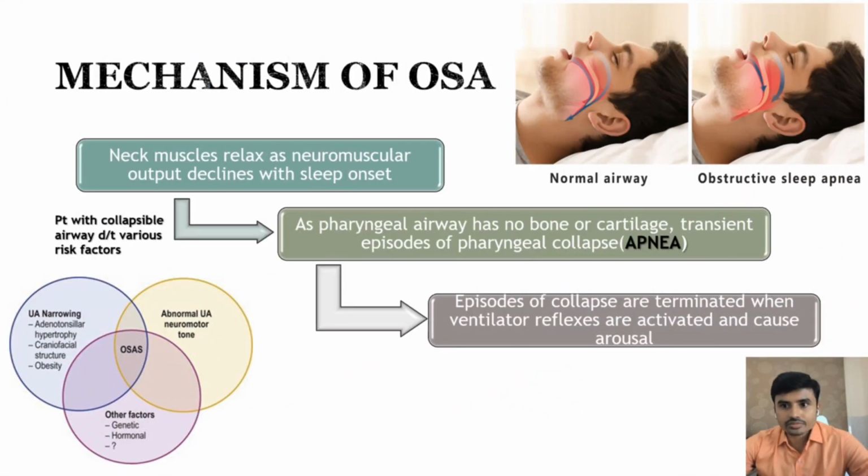Mechanism of OSA. Here you see normal airway in this photo, whereas here there will be OSA. The soft palate is obstructing the airways, so during that narrow passage the soft palate will be moving like this, causing snoring. Neck muscles relax as neuromuscular output declines with sleep onset. As pharyngeal airway has no bone or cartilage, there will be transient episodes of pharyngeal collapse, and episodes of collapse are terminated when ventilatory reflexes are activated and they cause arousal.